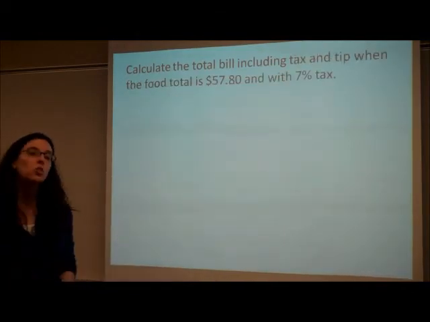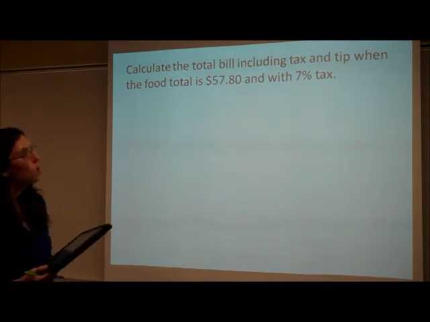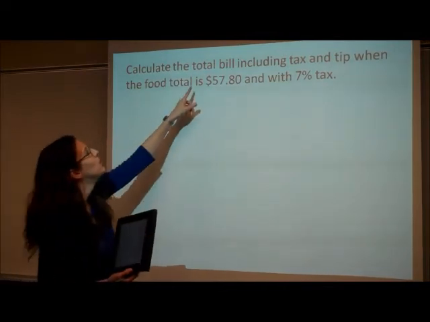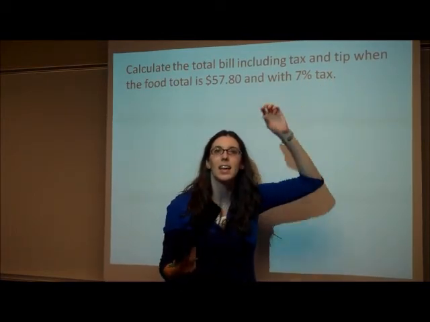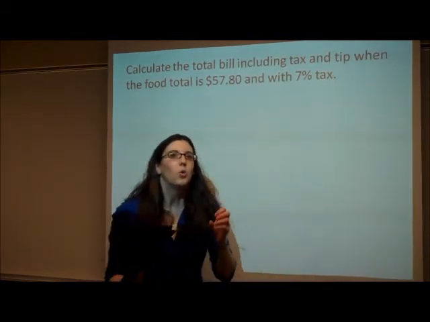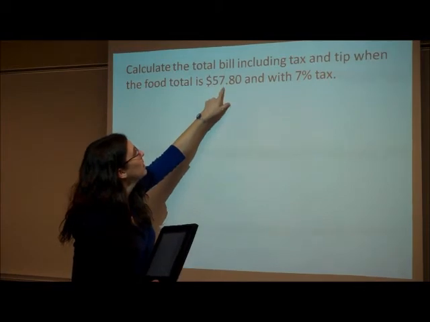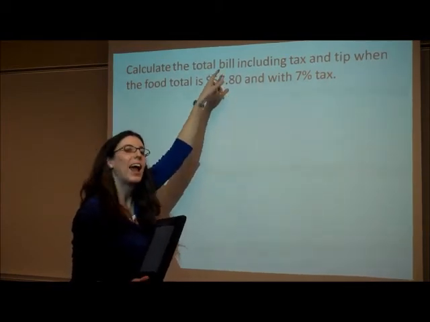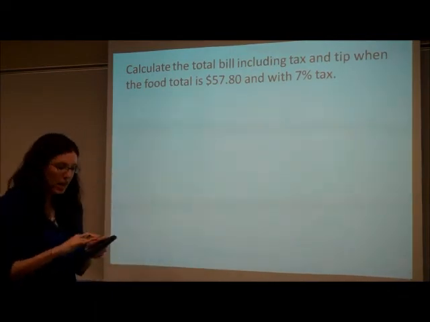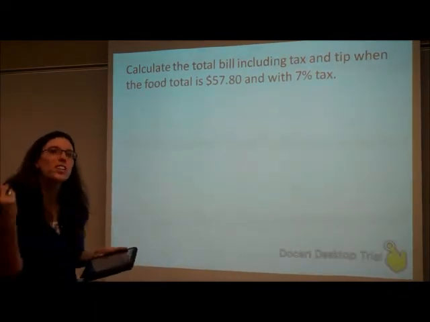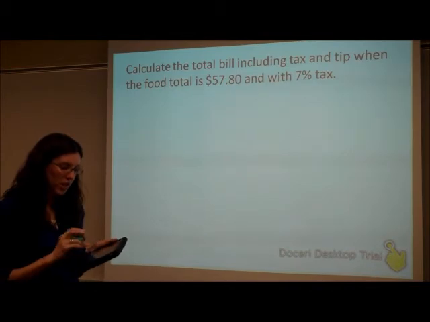Alright, so our last application, one more, sorry. Now, sometimes you'll need to find the total bill adding in tax and tip. What you need to do is you need to find the tax on this amount and the tip on this amount. Okay? Then you need to add all of that together. You don't want to start adding things together until the very end.